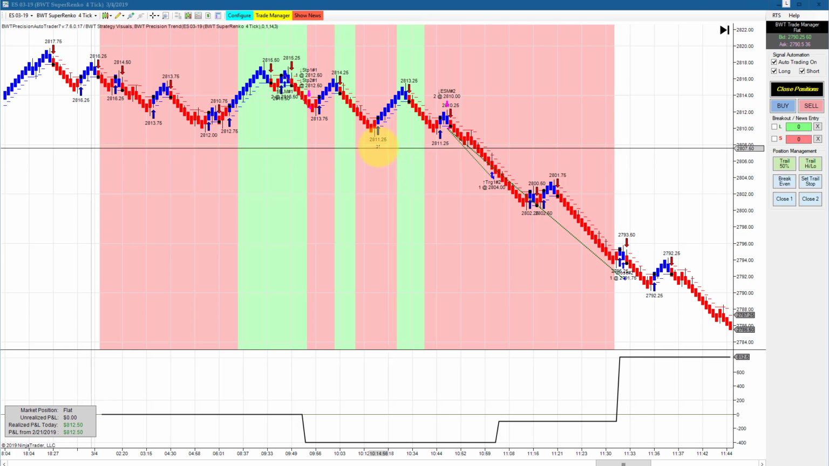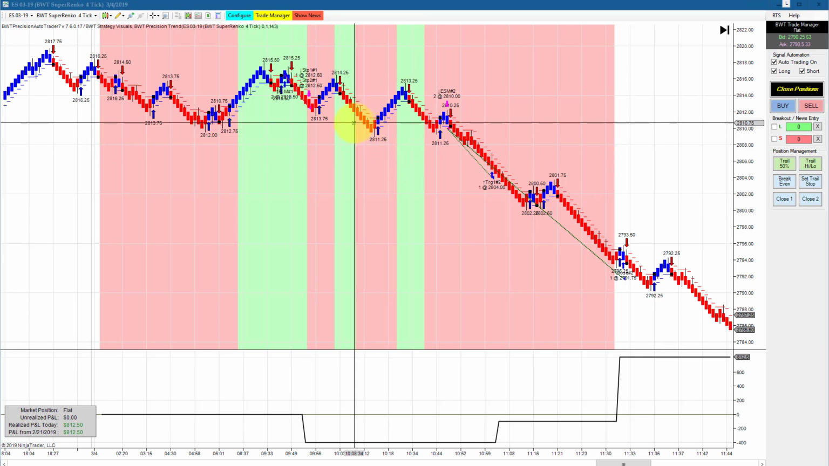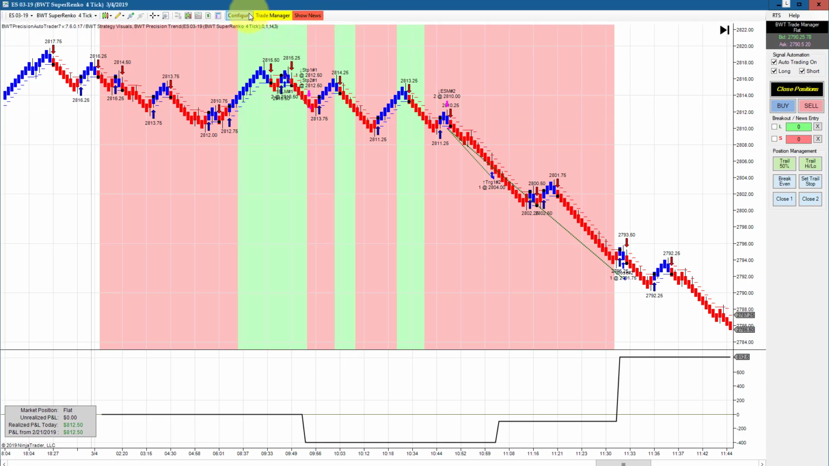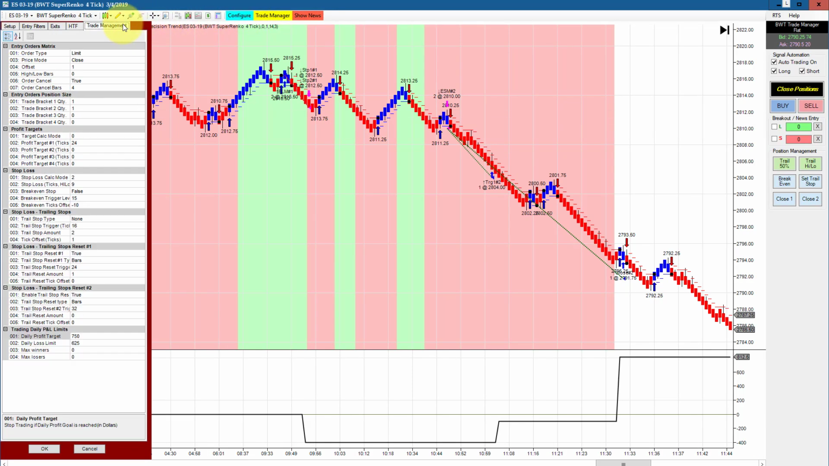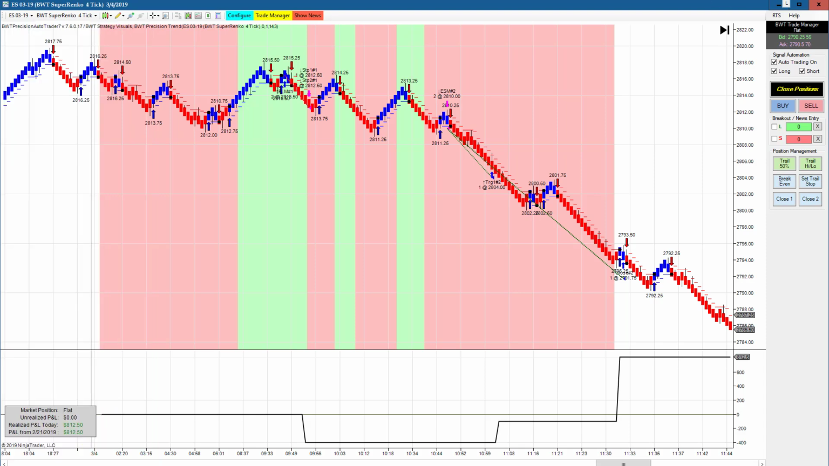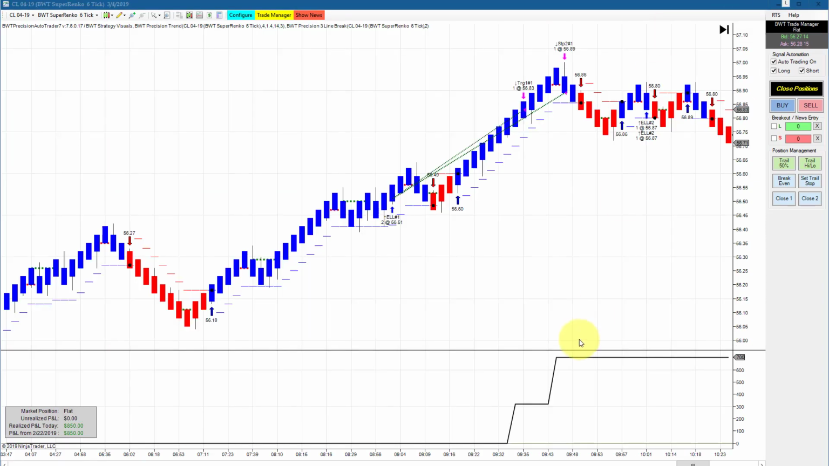Okay, next up is the E-mini S&P Super Renko 4-tick, and this did 812.50. The goal on this is probably 850, 750. So we had excellent positive slippage. This is a higher time frame of Super Renko 8. Okay, the crude oil on a Super Renko 6-tick chart. This just had a single trade and did 850 here, trading 2 contracts. And this is also using our line break logic.